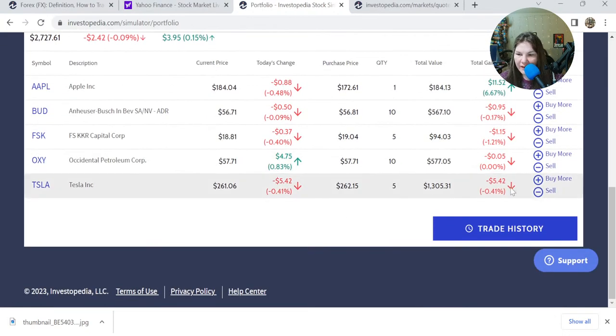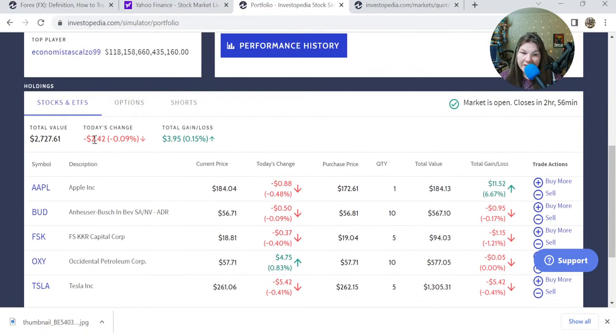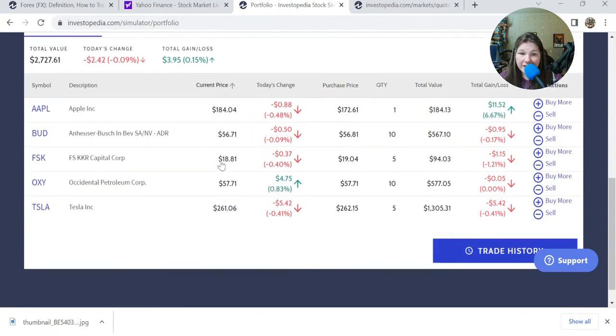So here's our Tesla. It's already down $5. Okay, well, that's it. $5 down and $5 to go. Today's change, we are down $242, and our total gain, we are only up $4. Guys, we have $2,700 invested, and we are up $4. Not looking good for us, guys.